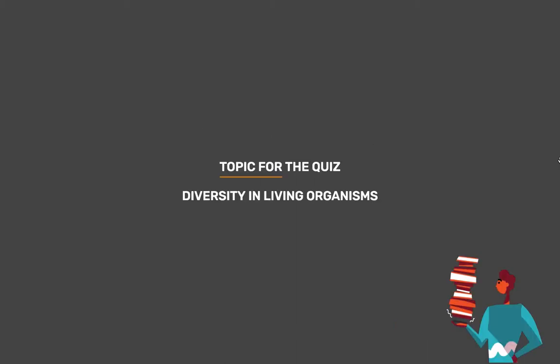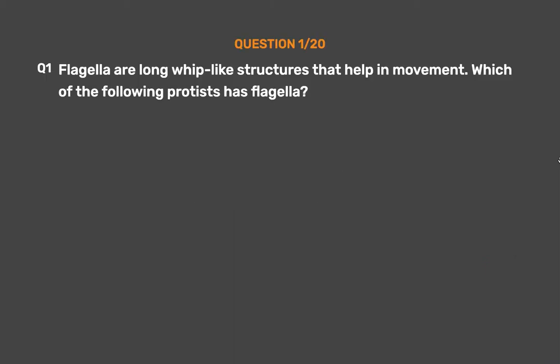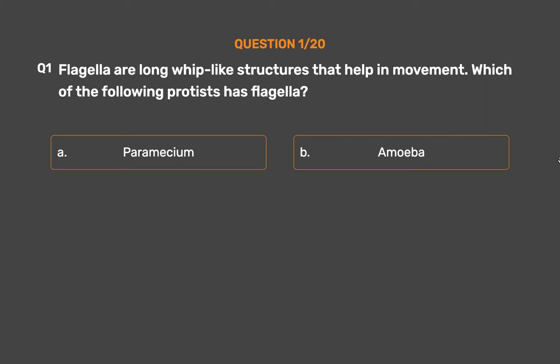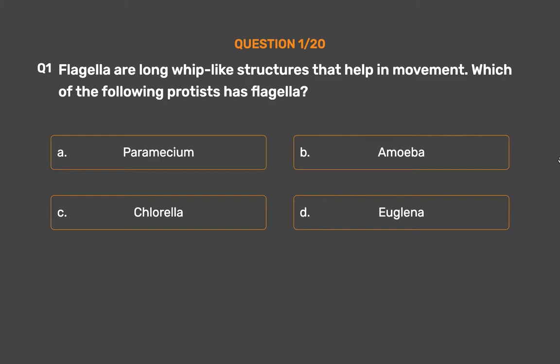Topic for today's quiz is Diversity in Living Organisms. Question number 1. Flagella are long whip-like structures that help in movement. Which of the following protists has flagella? Option A. Paramecium. Option B. Amoeba. Option C. Chlorella. Option D. Euglena.